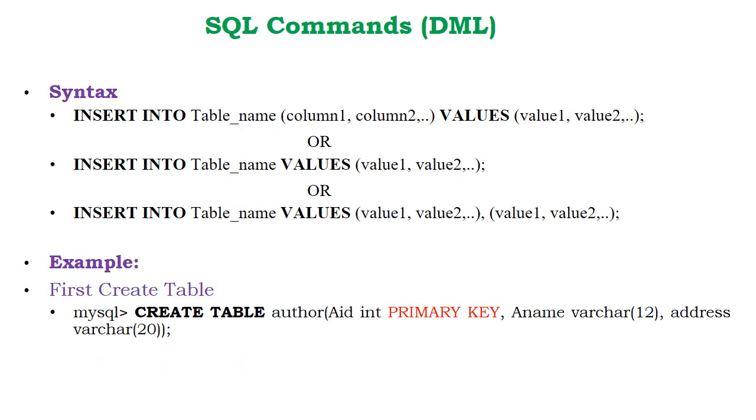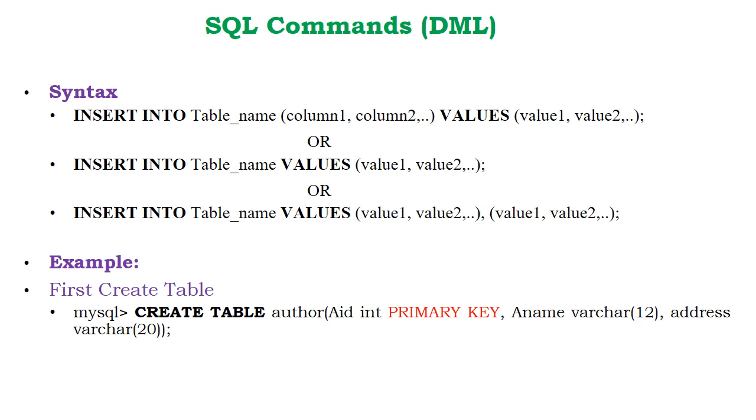What is the syntax? INSERT INTO table name, then within the parentheses mention all the column names, then VALUES and list out all the values. But here the order is very important. If there is a mismatch, it will show an error. Another way of representation: INSERT INTO table name VALUES, for example value 1, value 2, and value 3. We can list all the values here.